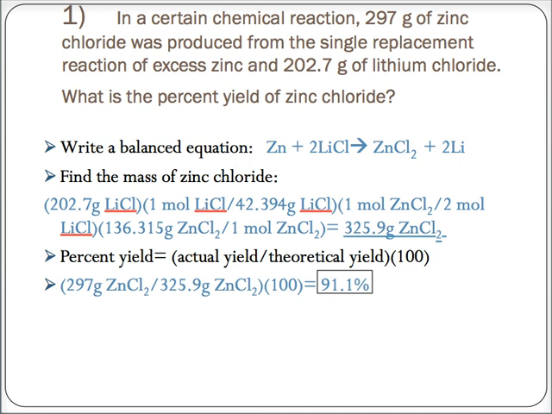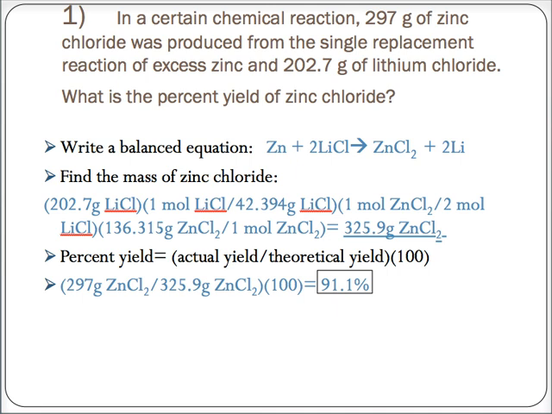So 202.7 grams of LiCl times 1 mole of LiCl over 42.394 grams of LiCl times the mole-to-mole ratio of 1 mole of ZnCl2 over 2 moles of LiCl. We then multiply that by 136.315 grams of ZnCl2 over 1 mole to get the final mass of 325.9 grams of ZnCl2.